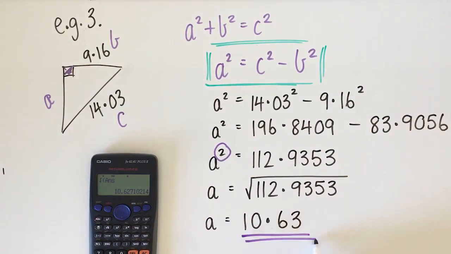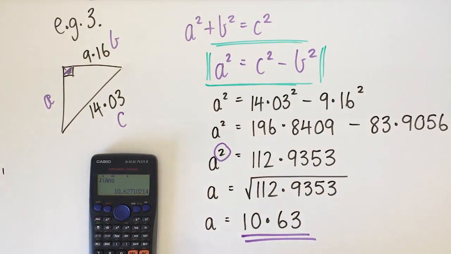Thinking, does my answer make sense? Looking back at the question, the hypotenuse is 14.03. My side length needs to be less than that. This is less than that, and it still makes sense. That's how we know we've done it correctly.